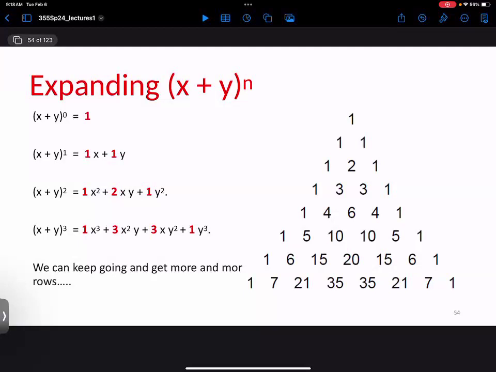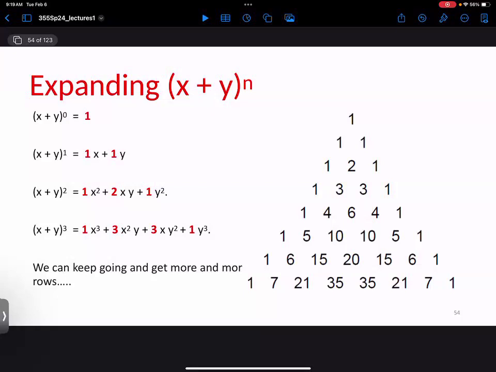And so on and so on. So x plus y cubed is 1x cubed plus 3x squared y plus 3xy squared plus 1y cubed. We can keep going and going. One way of defining Pascal's triangle is that it's the coefficients that come when you expand x plus y to the n. It turns out that there are explicit formulas for these coefficients, and they have a tremendous number of properties. There's a lot of identities.